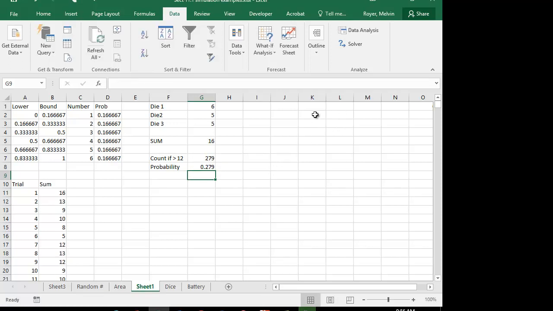So now I'm getting numbers like 0.279, and if I have Excel do some repeats here, 0.261, 0.261 again, 0.276, 0.288, 0.260, and so on. Okay, those numbers are jumping around a little bit, but not very much actually, because I have a large number of trials.